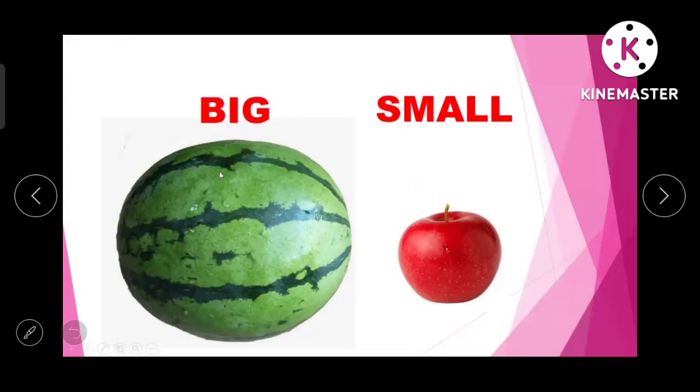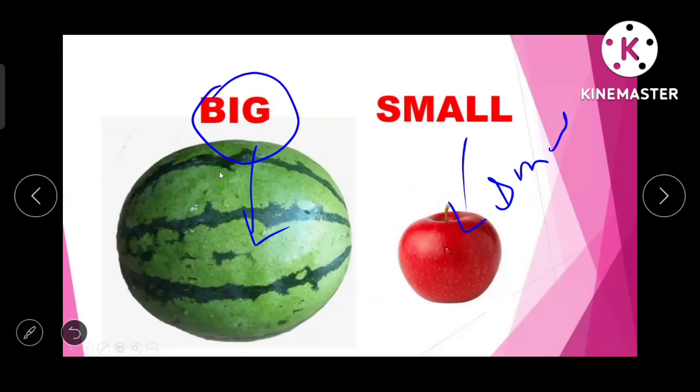Again on the screen, watermelon and apple. Now watermelon is also a fruit and apple is also a fruit. But when we compare between watermelon and apple, then we get the size of watermelon which is big, and what we can call big has a bigger size compared to apple which is small.